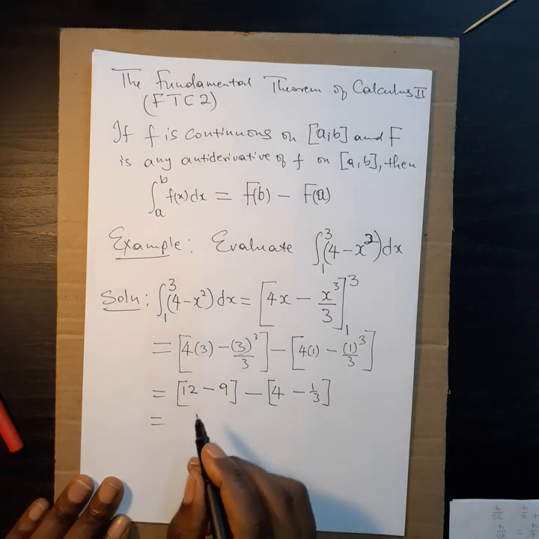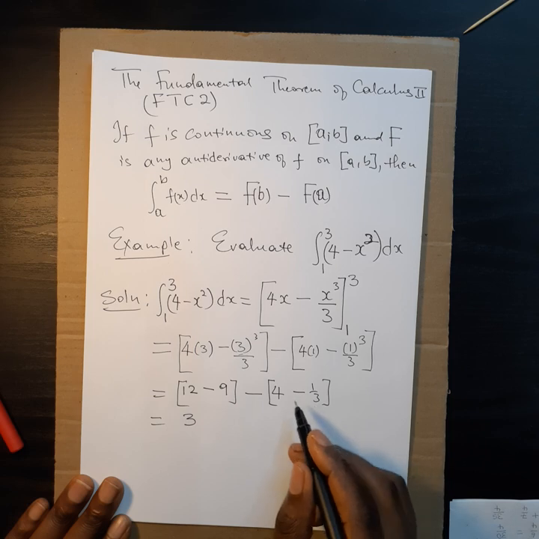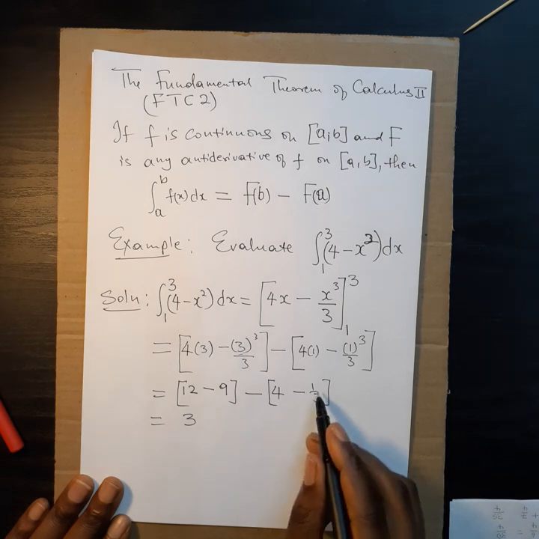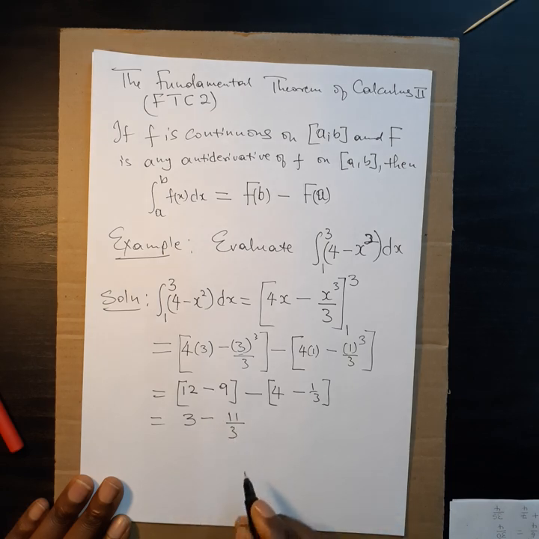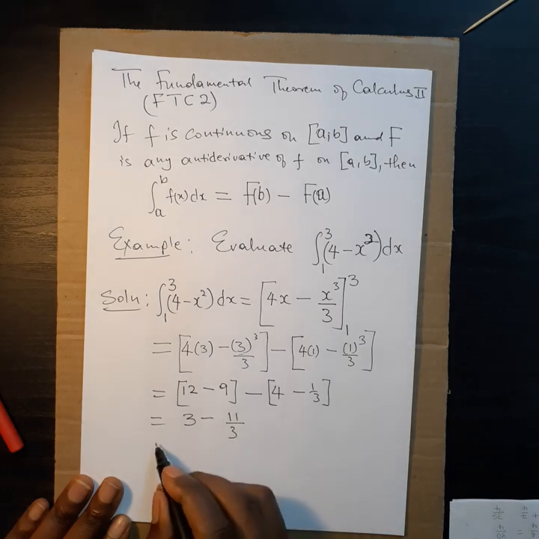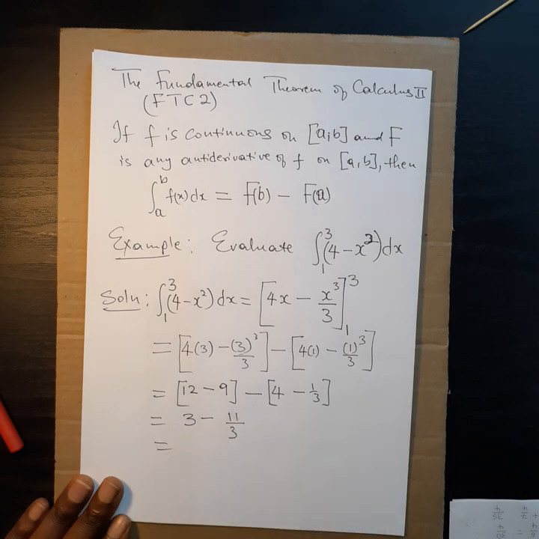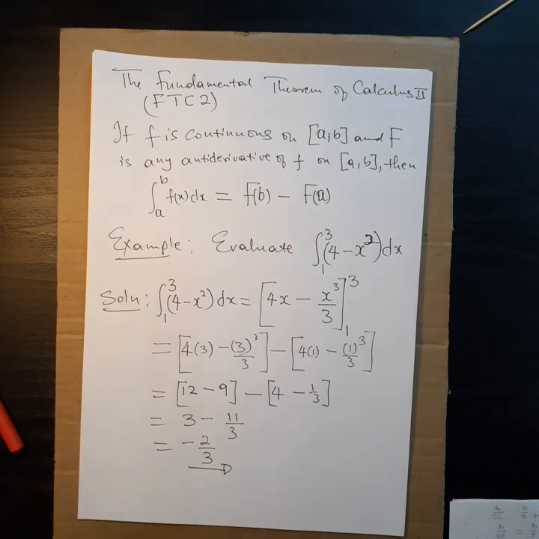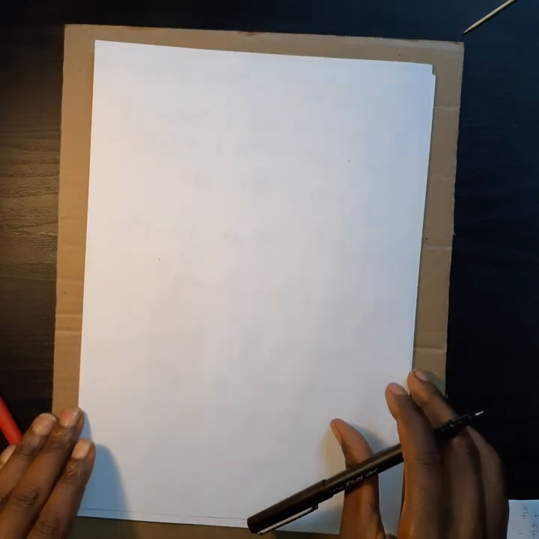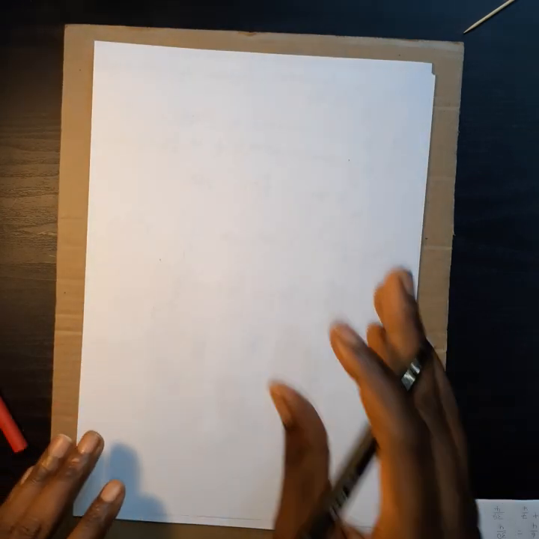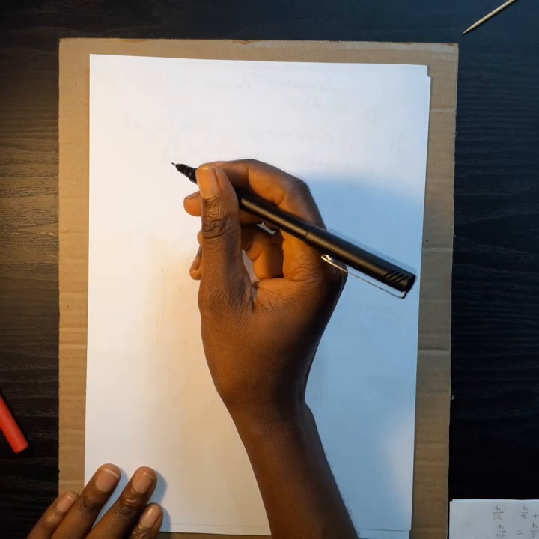Then 12 minus 9 is 3. 4 minus 1 over 3 is like 12 minus 1, which is 11 over 3. And then 3 minus 11 over 3 is like 9 minus 11 over 3, which is minus 2 over 3. That's the number we are interested in. Now, if that is the case, then we can move on to do the second example. I hope this one makes sense.